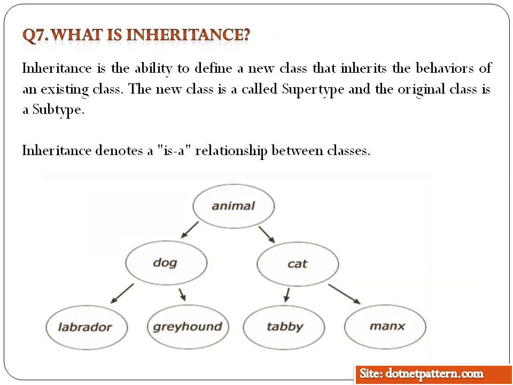Question 7. What is inheritance? Inheritance is the ability to define a new class that inherits the behaviors of an existing class. The new class is called a subtype and the original class is a supertype. Inheritance denotes a relationship between classes. In the diagram, Labrador and Greyhound both inherit from dog and dog inherits from animal class. In the same way, Tabby and Manx both inherit from cat and cat inherits from animal class. We can say dog and cat are both animals and they inherit the properties of animal class. Labrador and Greyhound are both types of dogs and inherit the properties of dog class and Tabby and Manx are both types of cats and inherit the properties of cat class.